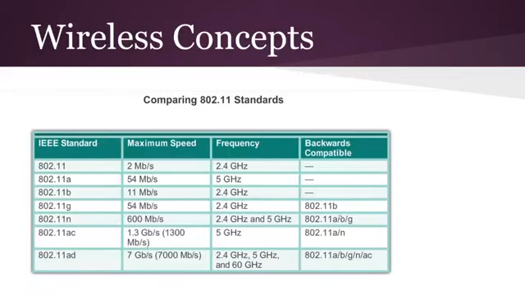Now we can compare the standards. The 802.11 is the most common standard for Wi-Fi technology, and as you can see, the basic first released standard had a maximum speed of 2 megabits per second and worked at a frequency of 2.4 gigahertz. After that, it's just slight increases, and starting from 802.11g, you can see that they started adding backwards compatibility between these types of connections.